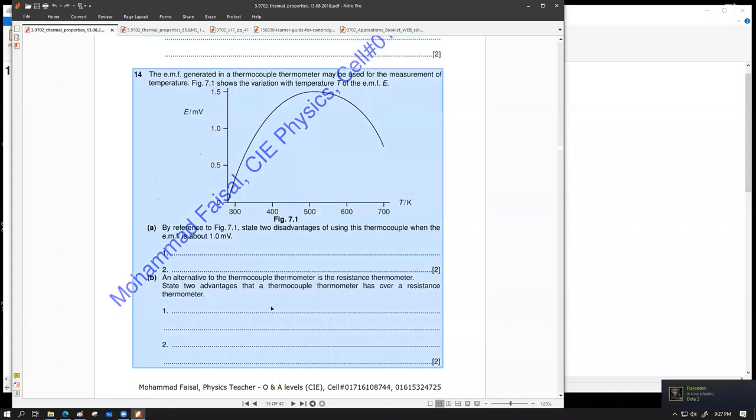B number. An alternative to a thermocouple thermometer is the resistance thermometer. State two advantages that a thermocouple thermometer has over a resistance thermometer.